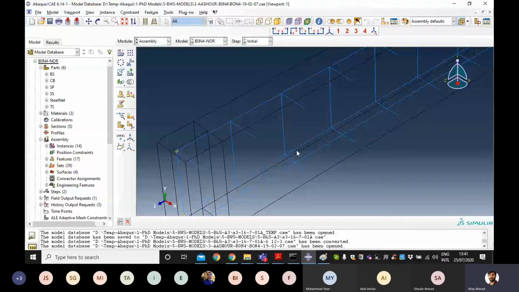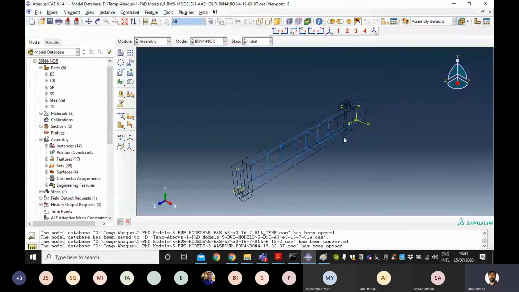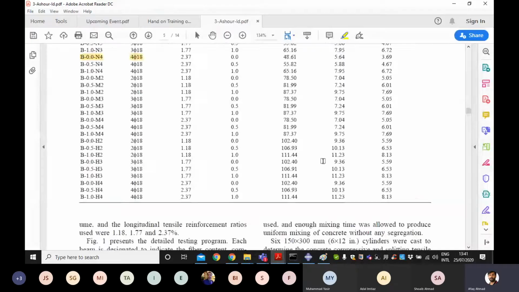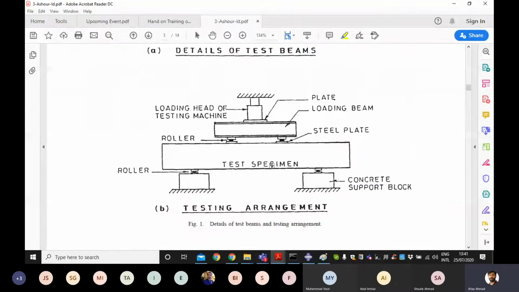And then at the middle, I use the top bar and the bottom bar. Why? Because this is the 4-point bending. Yes, so this is the 4-point. You can see 1-point, 2-point, 3-point, 4-point. So this is a 4-point bending.